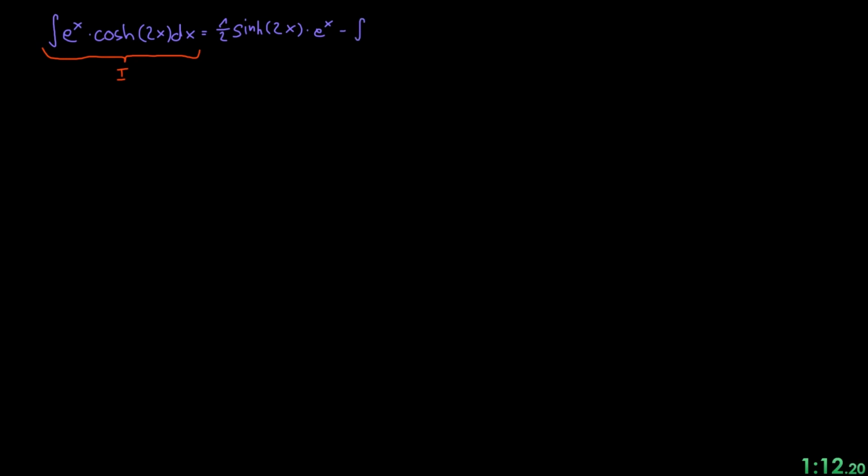minus the integral of our integrated part, which is 1 over 2 hyperbolic sine of 2x times the differentiation of e to the x, which is just e to the x dx. Alright, so this doesn't bring us anywhere.